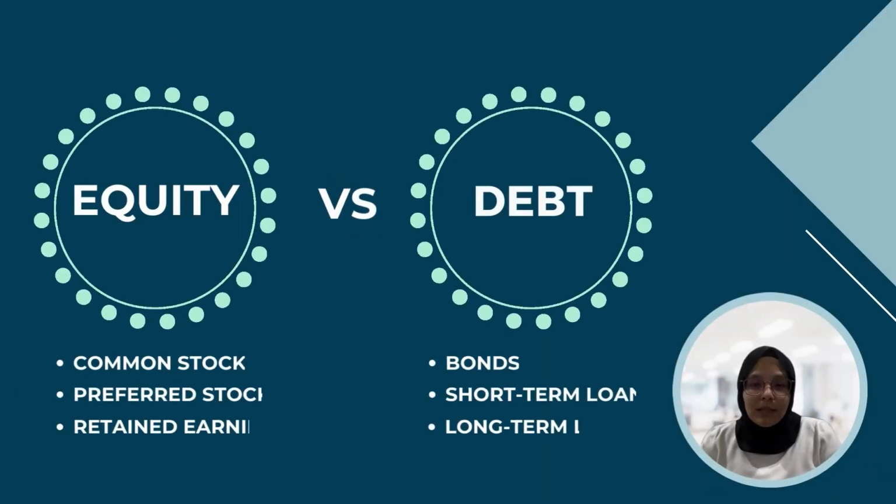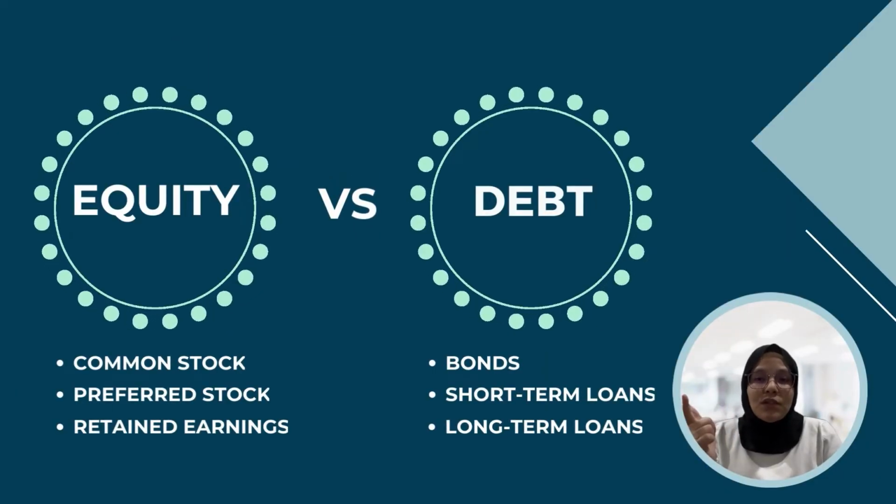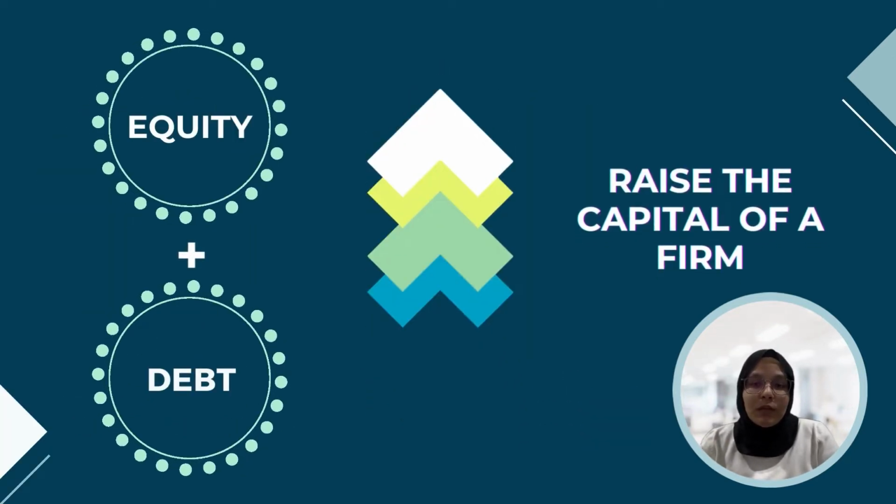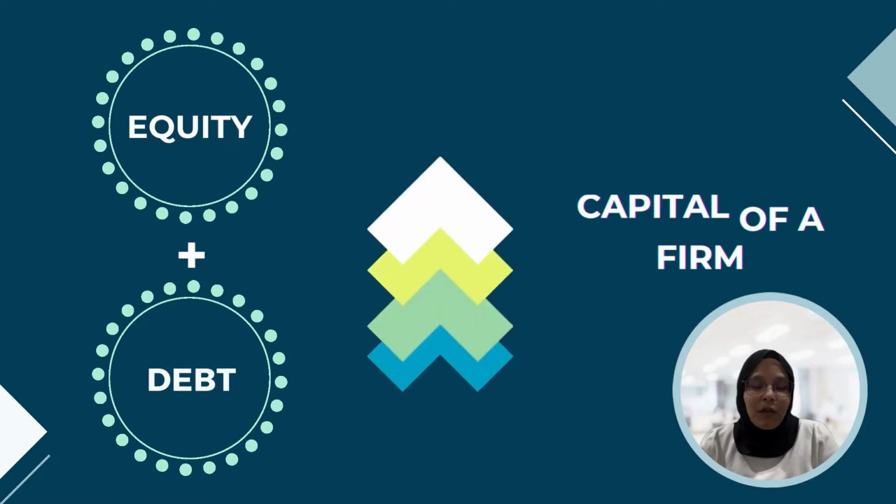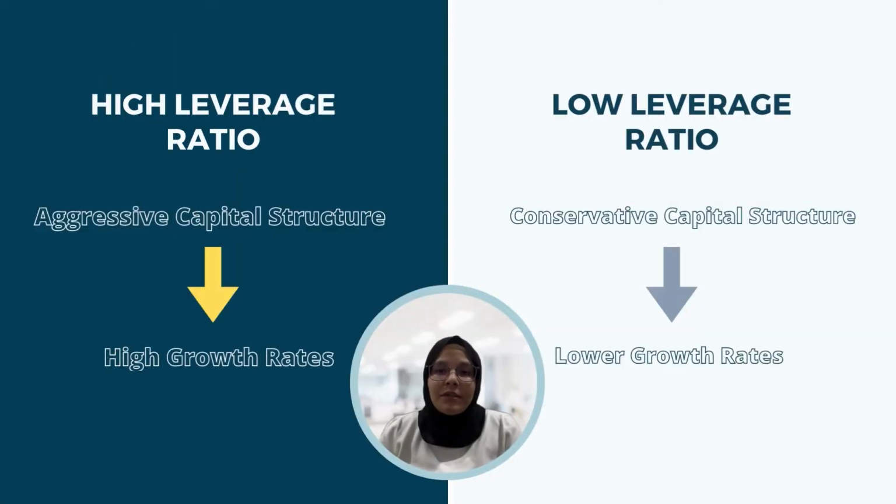The amount of equity utilized comes in the form of common stock, preferred stock, or retained earnings. Meanwhile, debt financing refers to issuing bonds or taking up loans. Despite any proportion of the equity or debt, both are said to raise the capital of a firm. However, firms with a high leverage ratio are referred to as having an aggressive capital structure, which can promote higher growth, while on the other hand, a higher equity ratio results in a low leverage ratio and a conservative capital structure, which could lead to lower growth rates. So, at what proportion is considered to be the best structure for a company? That brings us to the next part of our presentation.